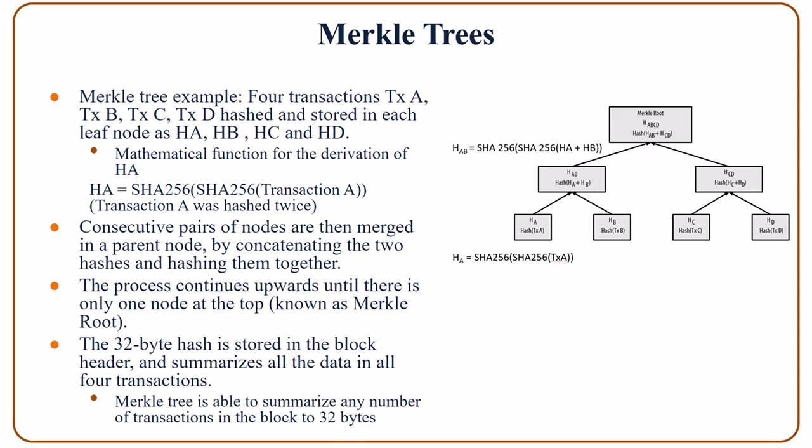The hashes in the child nodes are then concatenated and hashed in the parent node, and this process continues upward until there is only one node at the top, and this one node is the root of the Merkle tree. Its hash is stored in a block header, and it summarizes all the data in the 4 transactions. The interesting thing is the Merkle tree is able to summarize any number of transactions in the block to just 32 bytes.